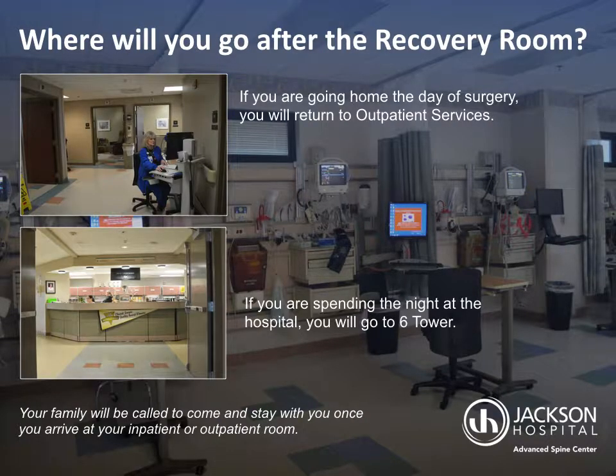Where you go after the recovery room depends on if you'll be going home or staying at the hospital. If you're going home the day of surgery, you'll return to outpatient services. If you're spending the night at the hospital, you will go to 6 Tower, unless another floor is requested by your surgeon. Your family will be notified of the plan and called to come and stay with you once you arrive at your inpatient or outpatient room.